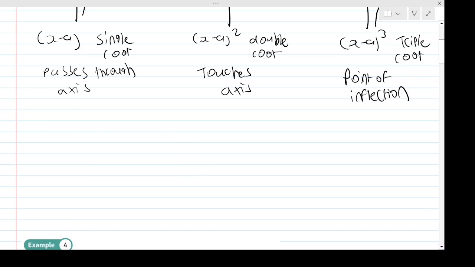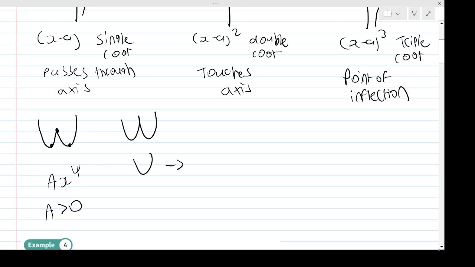Now when we have ax to the 4, when a is positive, it forms a sort of W shape. So it's going to go like that. And to keep in mind, that's usually going to be three turning points, which is there, and there. So that's a W shape, almost like two quadratic curves together, like that. Two U shapes. And obviously, we know a U shape is a positive quadratic, a smiley shape.